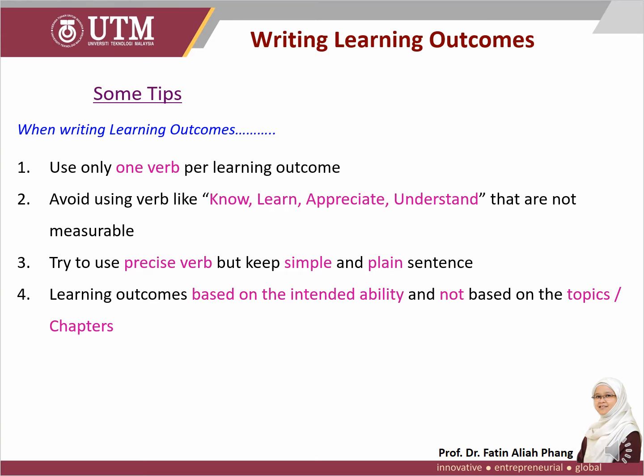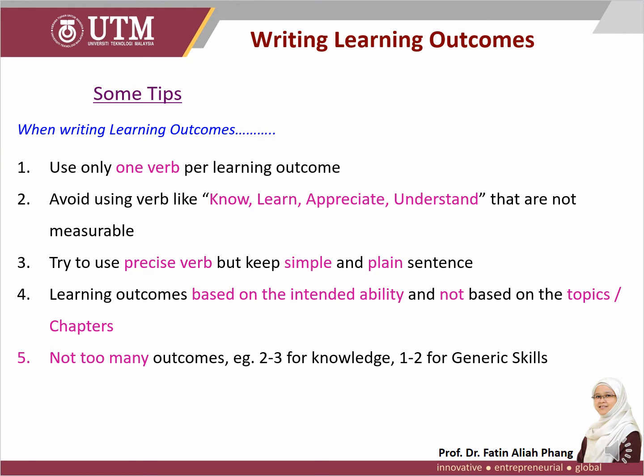What you should do is, you should look at the bigger picture again. The bigger picture, what you want them to learn at the end of the course, the intended skills, the intended ability, the intended knowledge you want them to gain after they complete the course. So it should be around 3 to 5 learning outcomes, usually for one course. So not too many outcomes again, right?